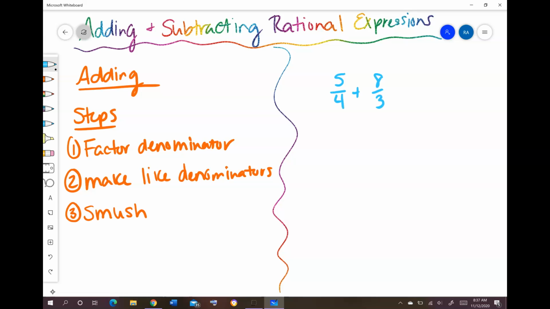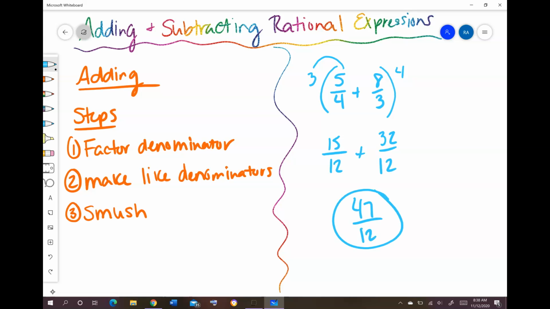You had to get like denominators, and really you just looked at what one side had and what the other side didn't. This side's missing that 3, so we multiplied by 3 over here. This side's missing that 4, so we multiplied by the 4. 5 times 3 gave us the 15 over 4 times 3, which is 12, plus 4 times 8, which is 32, over 4 times 3, which is 12. Once they had the like denominators, you could smush the top, and it would be 47 over 12. That's exactly what we're going to be doing, except with variables.